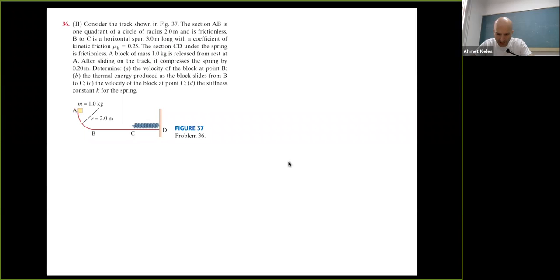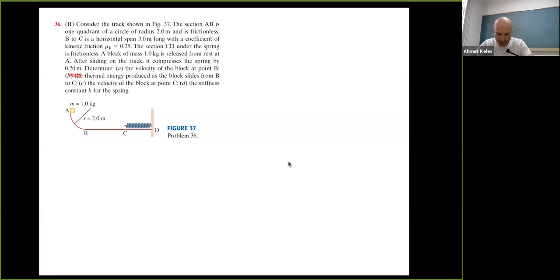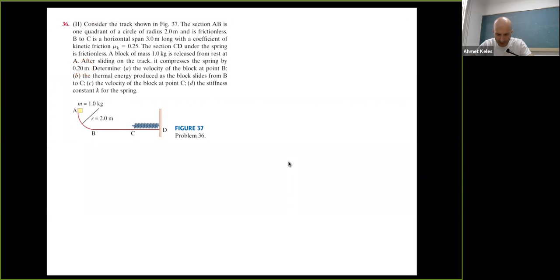After sliding on the track, it compresses the spring by about 0.2 meters. A: determine the velocity of the block at point B. B: the thermal energy produced as the block slides from B to C, how much thermal energy is produced from here to here. C: the velocity of the block at point C, what is v? And D: the stiffness constant k of the spring. These are a lot of things to ask for, but I think we can do all of them.